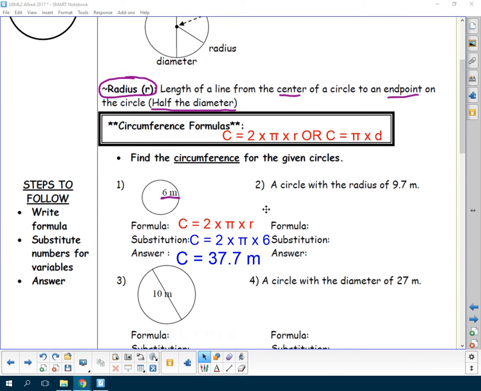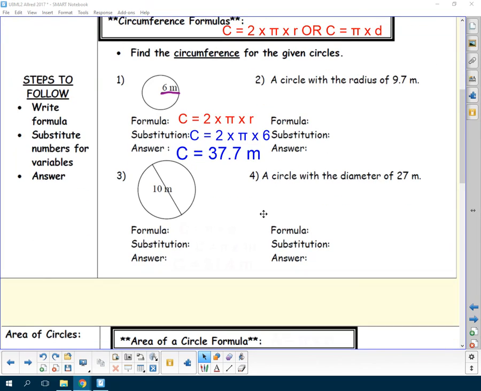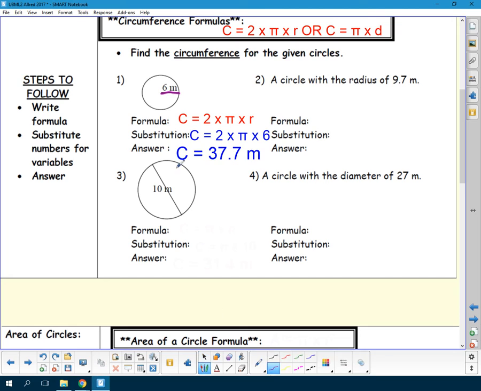It's just a length. If I was looking at number 3, that number 3 is a circle. This line goes all the way from one endpoint to the other, and it goes through the middle. What's that called? That's right. That's called the diameter of that circle. The formula that I use for diameter to find circumference is taking pi and multiplying it by the diameter.